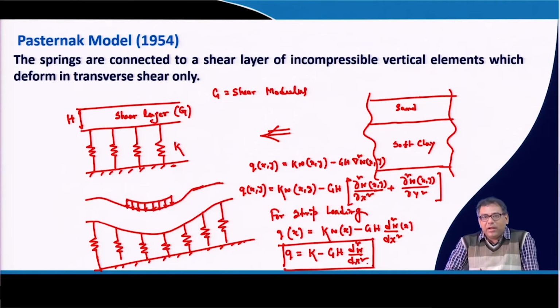So, in the Winkler model, the only parameter involved is K, the subgrade modulus, but for the Filonenko-Borodich model, two parameters were involved, one is T, another is K. Here also in the Pasternak model two parameters are involved, one is K, that is the subgrade modulus, another is G, the shear modulus of the shear layer. H is the thickness, it is not a soil parameter. So, that is why these models are called two parameter models and the Winkler model is a one parameter model.